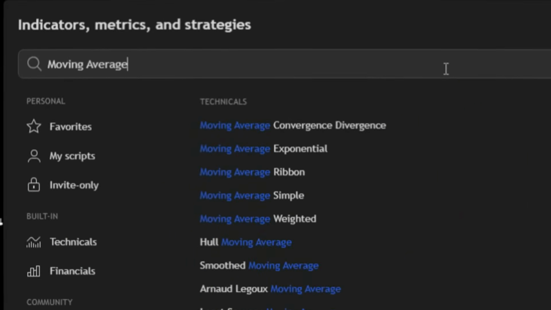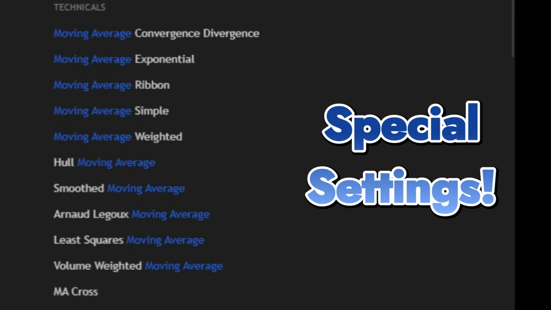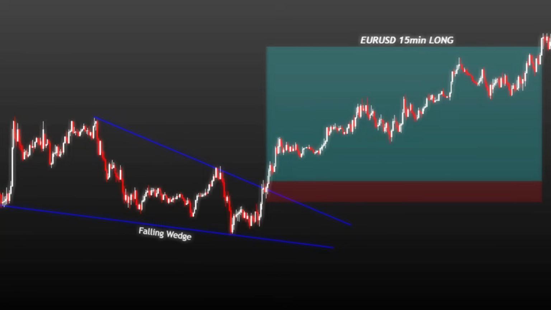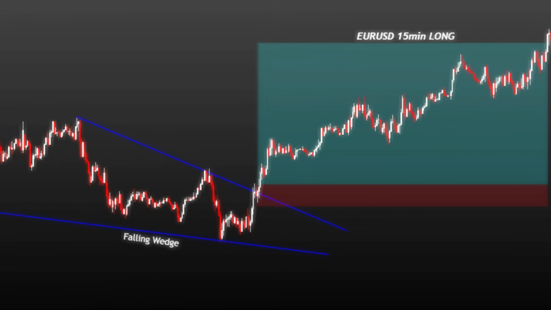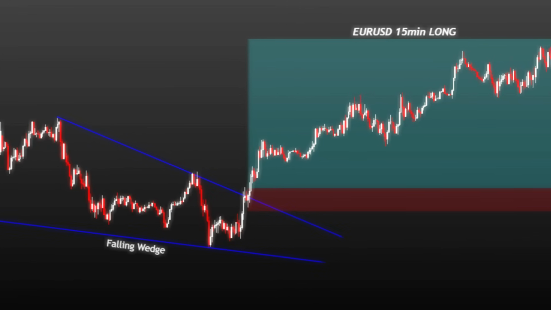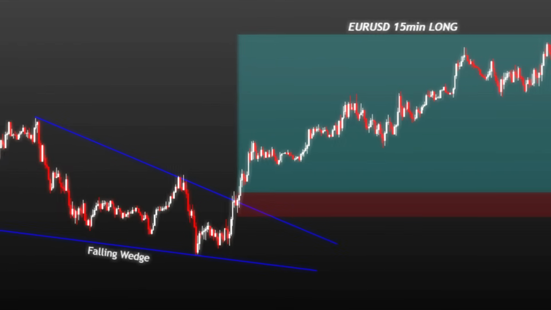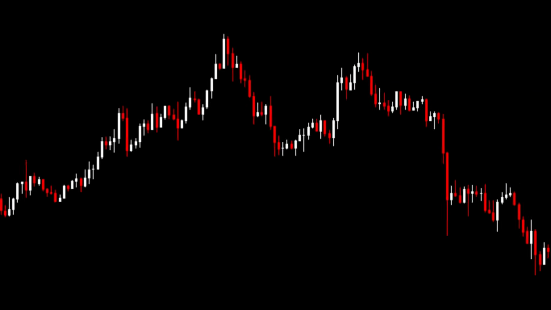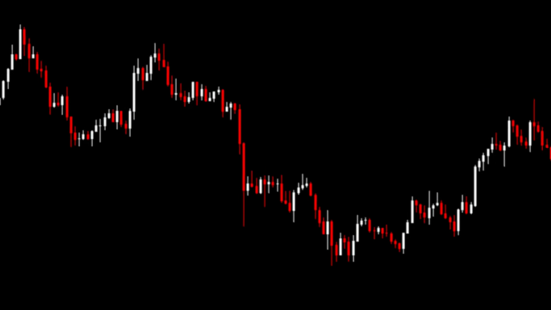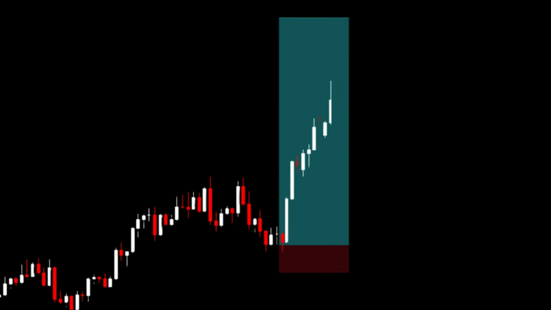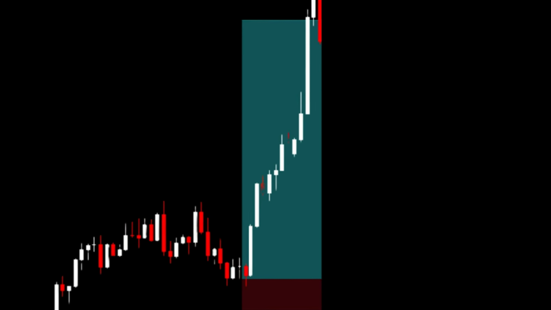I'll be using a modern moving average with secret settings. And that's not all. I'll show you a few powerful price action continuation patterns that will take our setup to the next level. So make sure you watch this video all the way through, because I genuinely believe you'll walk away with something valuable that can improve the way you trade.